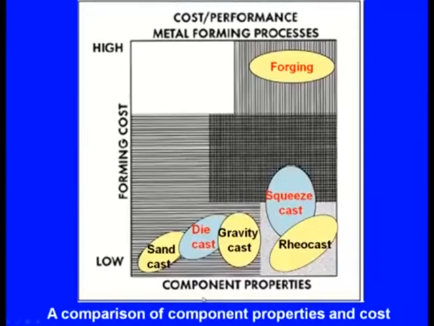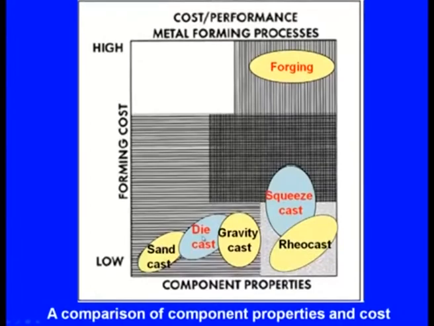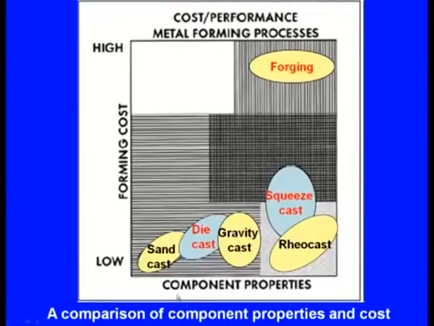Now, let us see the cost-wise performance, a comparison of the component properties and cost. Let us compare the properties and the cost, and here we can see sand casting, die casting, gravity casting, Rheo casting, squeeze casting, and this is the forging. So, these are the processes we are considering, and this is a graph where the x axis represents the component properties and the y axis indicates the cost of production.